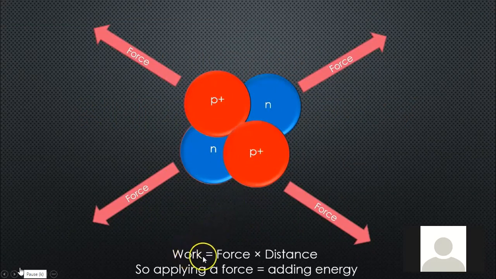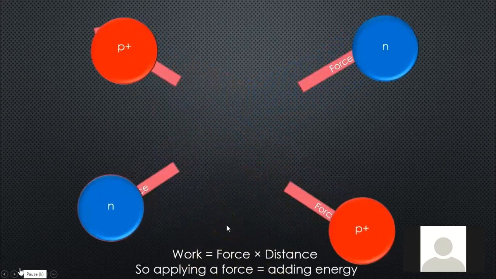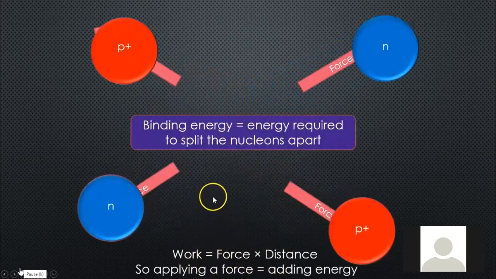As the amount of work done is equal to force multiplied by distance, applying a force and pulling over a distance means supplying energy. It would take energy to break the nucleus apart into its constituents, and binding energy is defined as the amount of energy required to split the nucleons apart. Note protons and neutrons are nucleons, particles in the nucleus.